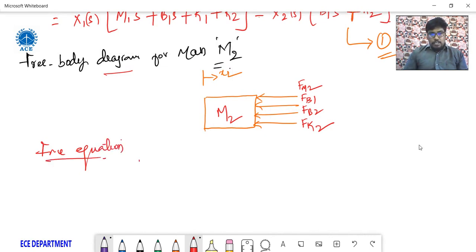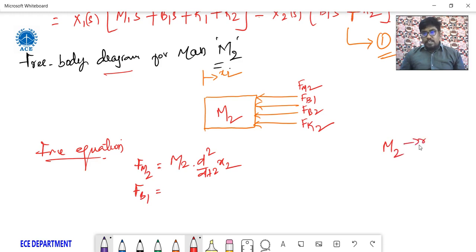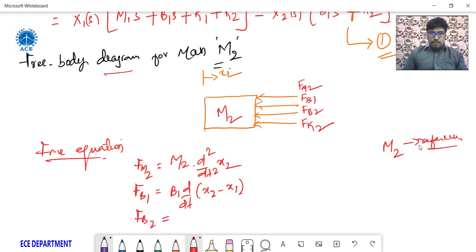Initially I am writing separately. Fm2 is equal to m2 d square by dt square of x2. Next, fb1: b1 is connected between mass m2 and m1. In this case my mass m2 is the reference mass. So how to take the displacement? Reference mass displacement minus other masses displacement. So b1 into d by dt of x2 minus x1. Next is B2. B2 is connected between M2 and ground, therefore B2 directly d by dt of x2.